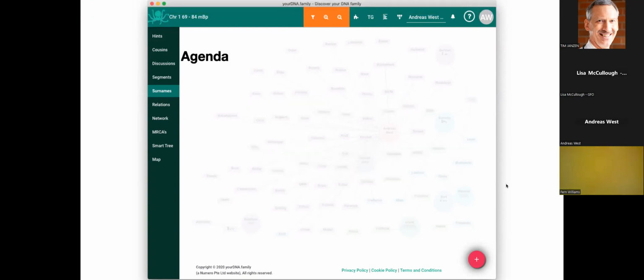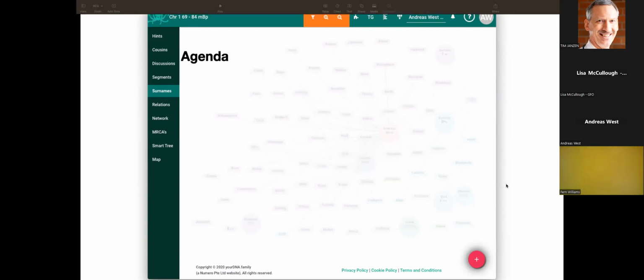Okay, I hope everything works out technically. We will switch back and forth between the presentation and then I'll also do some live showing in the app. And I have some screenshots that I took of some family trees. All that we present here is real life data, matches of mine and a specific large triangulated group.